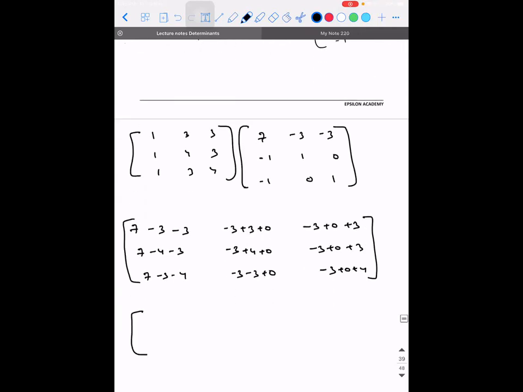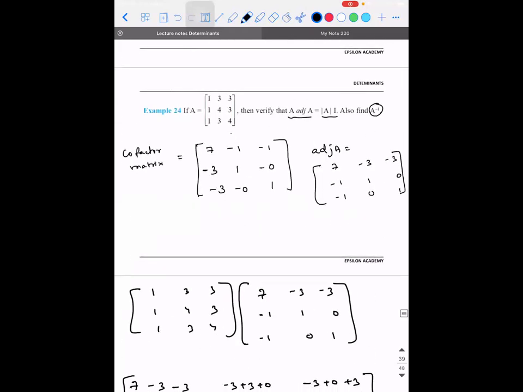So 7 minus 6, 1, 0, 0. 7 minus 7, 0. Here also 0. Here it is 1, 0. Here you should definitely get a 1. Here it's 0. So there is nothing but the identity matrix. So A into adjoint of A is equal to determinant of A into I. That is what they are asking.